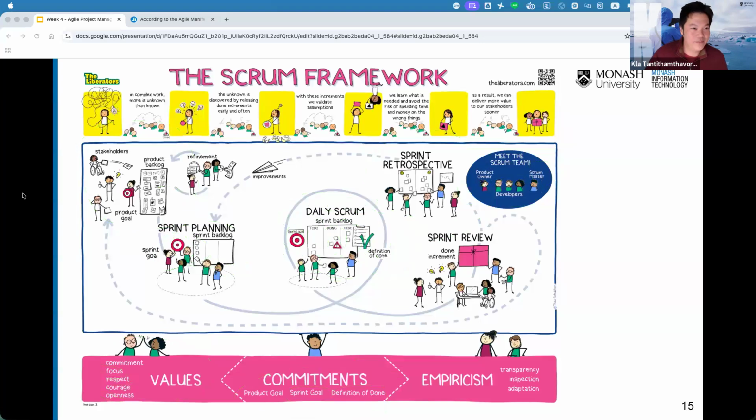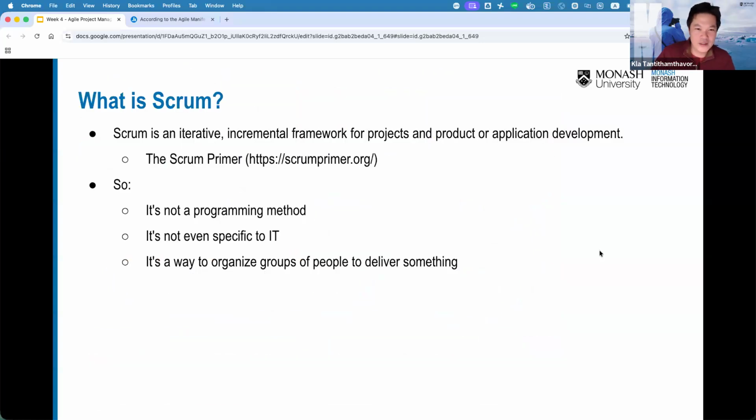So, that's a comprehensive description of the Scrum framework. I hope you like it. Why do we talk about what Scrum is? In short, Scrum is an iterative, incremental framework by the book. I already explained everything. If you want to learn more, go to scrumprimer.org, that kind of thing.